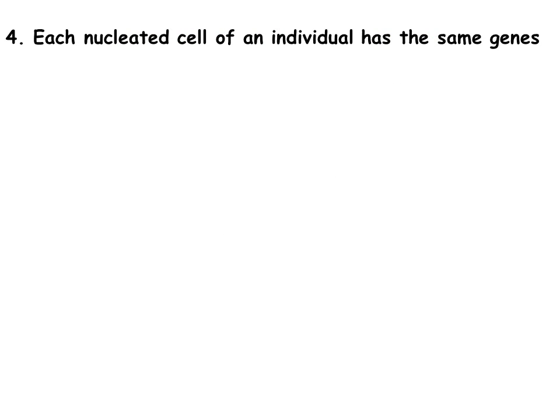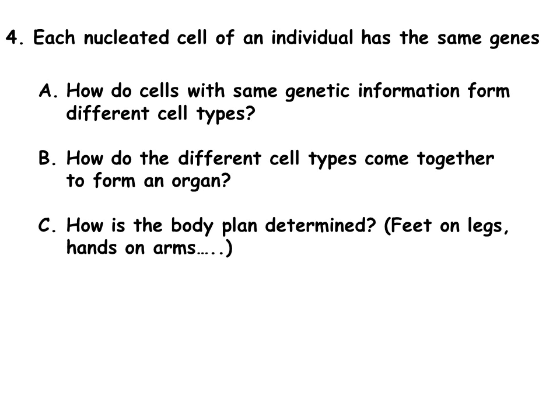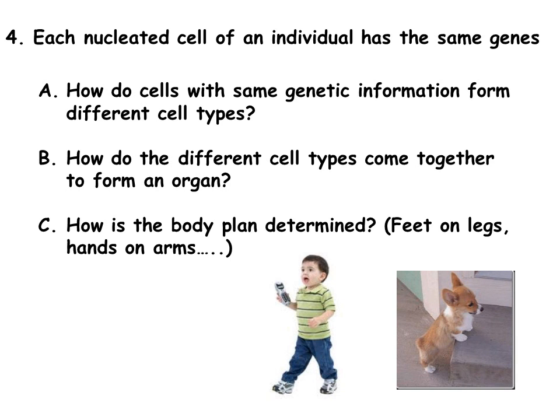Now, each nucleated cell of an individual has the exact same genes, what you inherit from your mom and dad. If that cell has a nucleus, all of the genes are in there in every single cell. So, the question becomes, how do cells with the same genetic information form different cell types? And then how do they come together to form an organ? And then how is the body plan determined that we have the feet on the legs and the hands on the arms, etc.? So again, we have a cute little toddler here, and again, a little corgi puppy trying to climb the stairs.